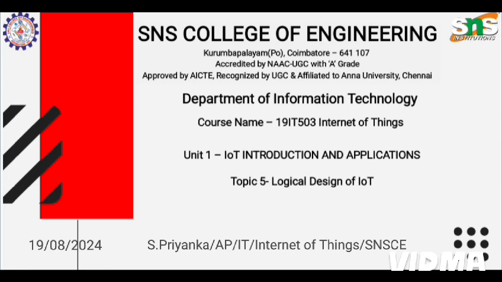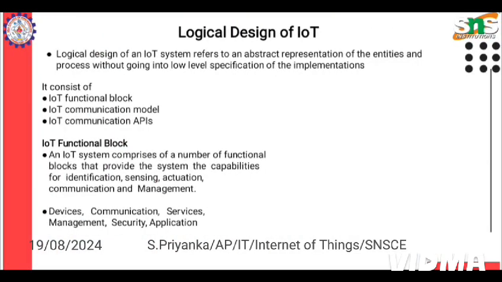Today in my lecture series we are going to see about the logical design of IoT. In the last lecture we saw the physical devices of IoT. First of all, logical design of IoT mainly refers to an abstract representation of the entities and processes without going into low level specification of the implementations. It consists of three things: IoT functional blocks, IoT communication models, and IoT communication APIs.